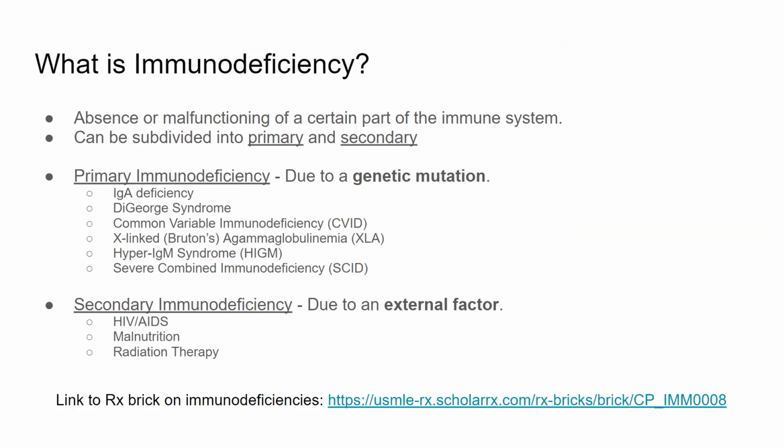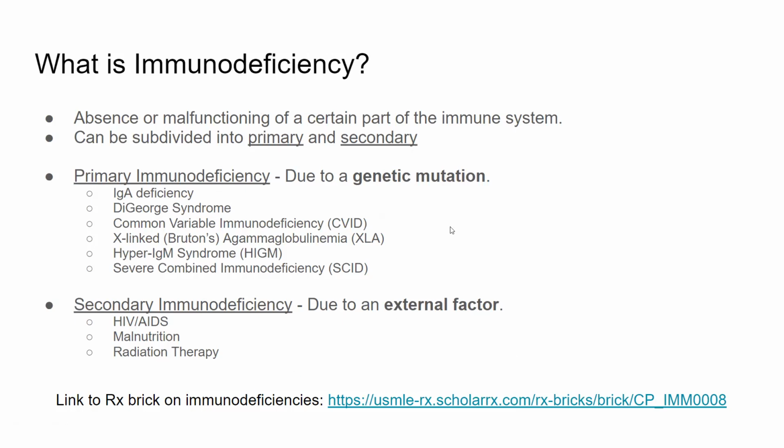What is immunodeficiency? Immunodeficiency is basically just absence or malfunctioning of any part of the immune system. You can divide immunodeficiencies into primary and secondary. Here's a list of primary immunodeficiencies. I'm not going to talk about all of them. I'm talking about DiGeorge syndrome because it's really high yield. Primary immunodeficiencies are due to a genetic mutation present in the host. Secondary immunodeficiencies are due to some external factor, whether it be HIV or malnutrition, or even radiation therapy can damage your cells in that way.